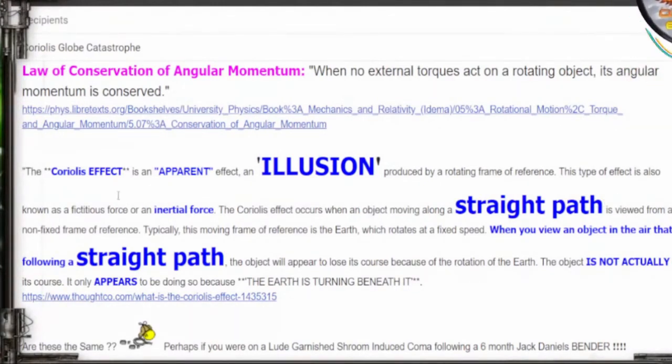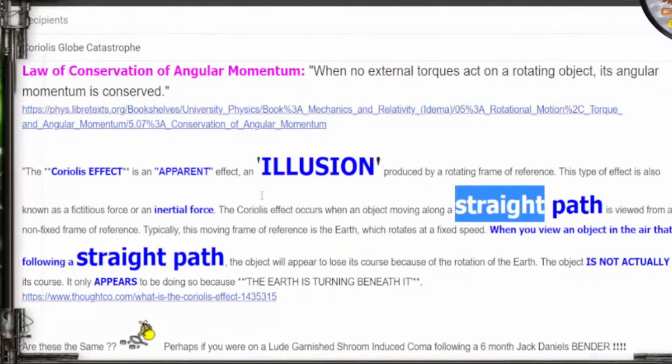This type of effect is also known as a fictitious force or an inertial force. I don't see any fictitious forces or inertial forces up here that would train wreck this. Right? Because angular momentum is the opposite of an inertial force. So we got the antithesis going on here so far. The Coriolis effect occurs when an object moving in a straight path. What? You said angular momentum up here. Angular, not straight. That is a direct antithesis of what we're talking about. Do I need to continue?